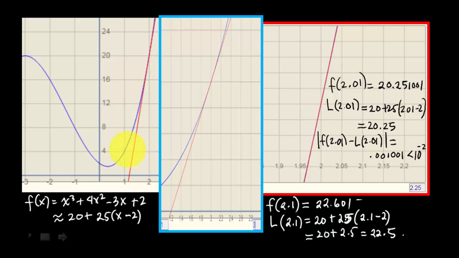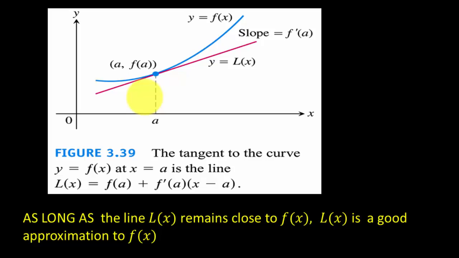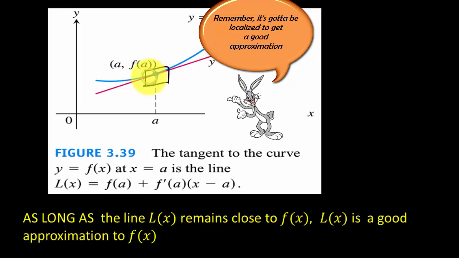So we don't want it to be too far from 2. It has to be very close to 2 so that the blue curve and the red line are almost coinciding with each other. And this is just the graphical picture of how your linearized version looks like. And like we said, it has to be localized. See, it's got to be localized in order to get a good approximation, to use the line tangent to the curve as a good approximation. It has to be very close to whatever A you have chosen.